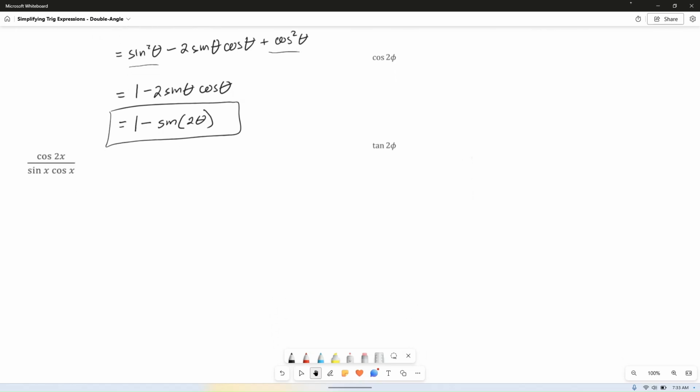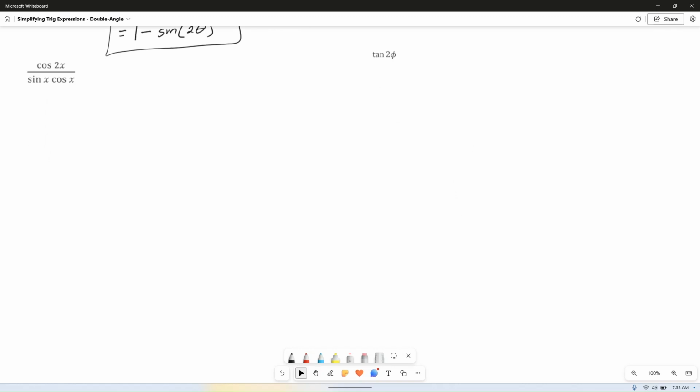For our next problem, we have the cosine of 2x divided by the quantity sine x times cosine x, and we want to simplify that. Right off the bat, again, we see the cosine of 2x, and so that should indicate that we need to do a double angle identity.